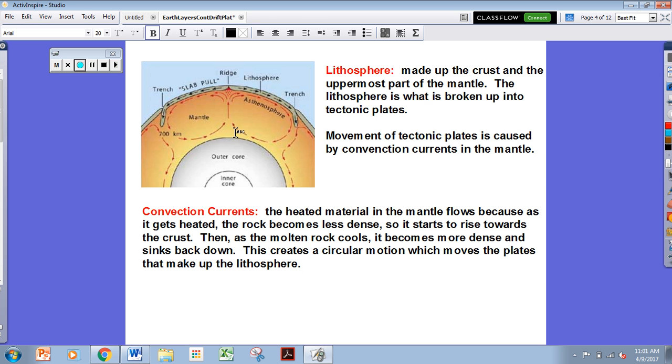So the less dense molten rock starts to rise up through the mantle. As it gets towards the top, nearer to the crust, it cools off, so it becomes more dense, and then it starts to sink down where it'll get heated up again, and then it will start to rise, and it just continues this circular or cyclical movement, just like we saw in the lava lamp. And so that movement of rock material is what pulls along these plates that are here at the surface.